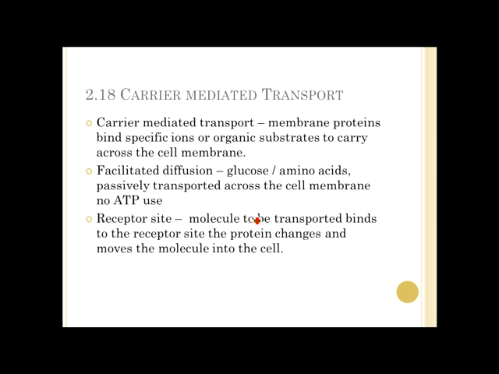Carrier-mediated transport. Membrane proteins bind specific ions or organic substrates to carry across the cell membrane. And this is going to allow membrane proteins to take certain substances across the cell membrane. Facilitated diffusion, and this is used for glucose and other proteins or amino acids. Passively transported across the cell membrane. No ATP use in facilitated diffusion. And then receptor sites. Molecules to be transported bind to a receptor site, the protein changes, and moves the molecule into the cell.